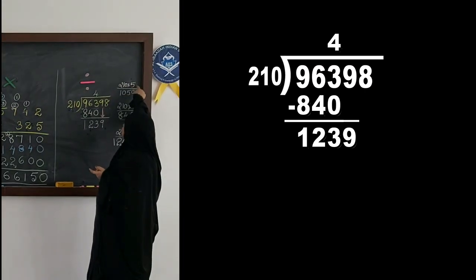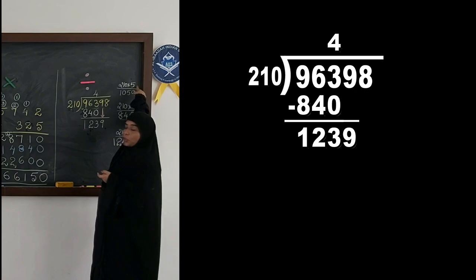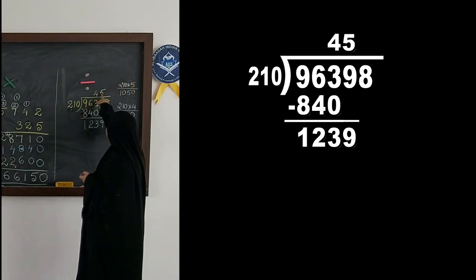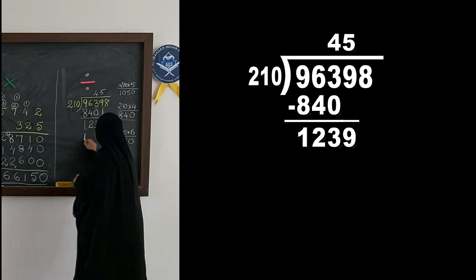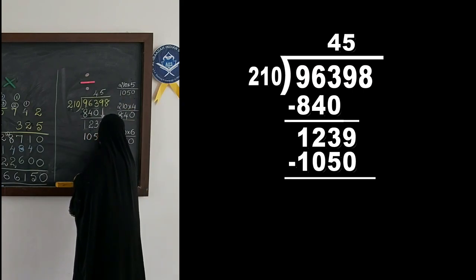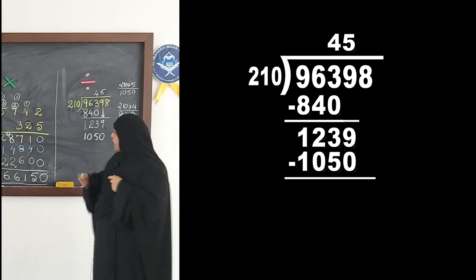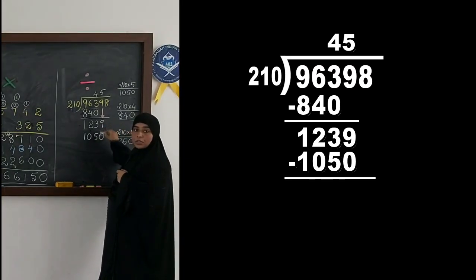So what do we do? We go and take this number 5. Okay. So this 5 we'll write here. 210 into 5 is 1050. Okay. Now again the same thing, we have to do subtraction of these two numbers.